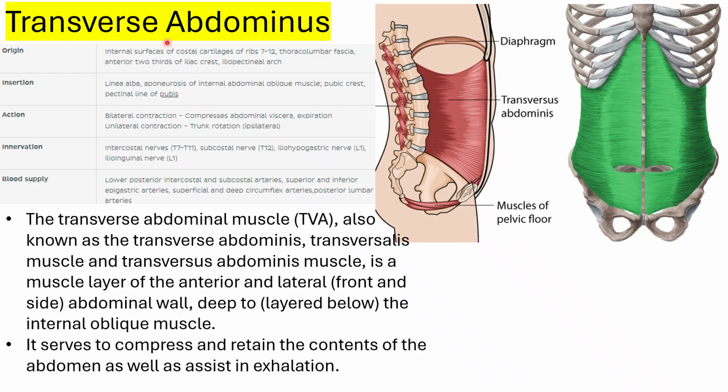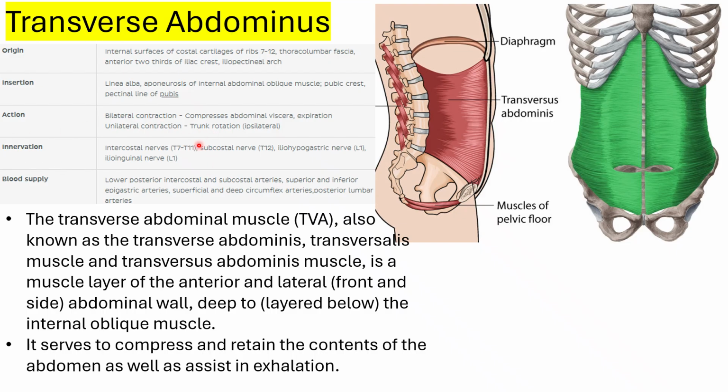All right, so transverse abdominis. As you can see, this particular area is the transverse abdominis. The origin is the internal surface of costal cartilages of ribs 7 to 12, thoracolumbar fascia, anterior two-thirds of iliac crest, and iliopectineal arch. Insertions are linea alba, aponeurosis of internal abdominal oblique muscle, pubic crest, and pectineal line of pubis.